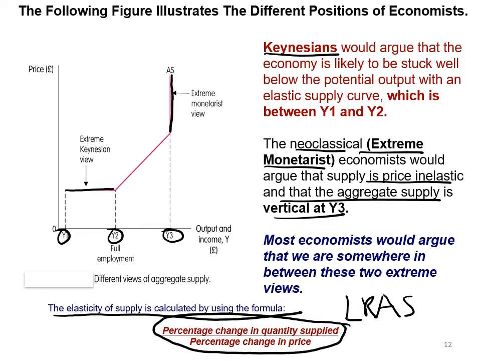So what do you have? You have this argument going on, some saying we're here on a perfectly elastic long run aggregate supply curve, some saying we're here, perfect inelasticity. But most economists would argue that we're somewhere in between these two extreme views, so maybe between Y2 and Y3 here. Maybe we are somewhere there. And that is what most economists would argue.